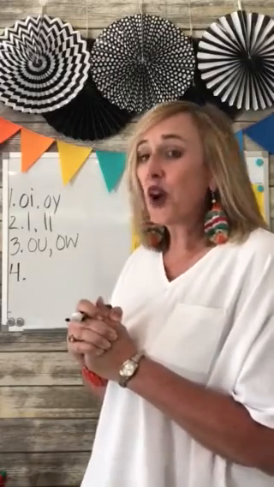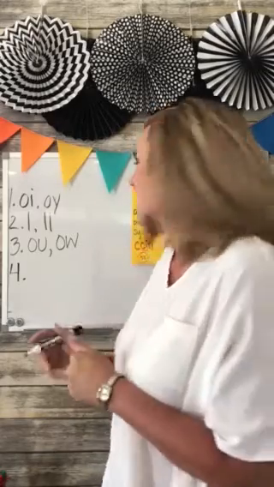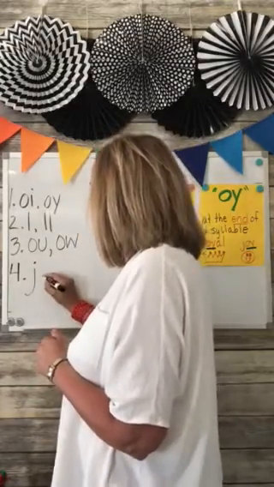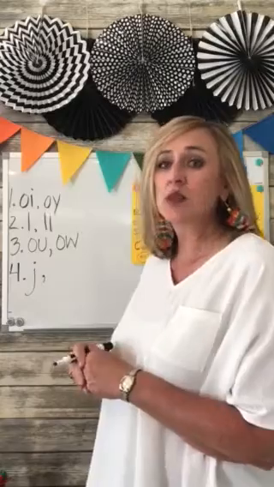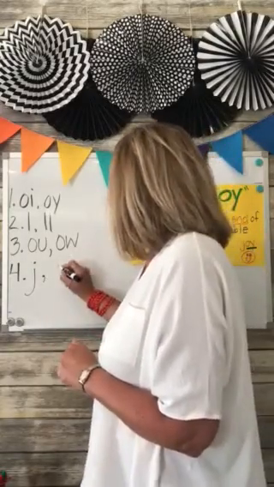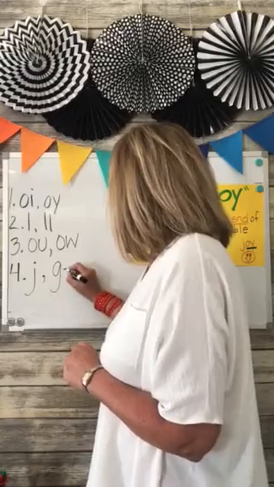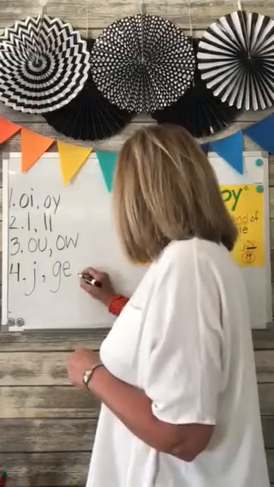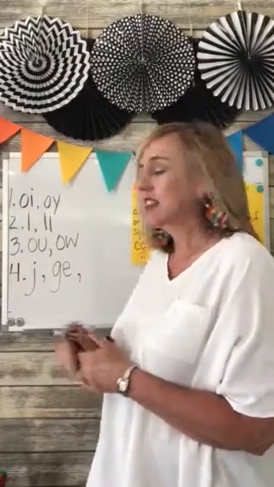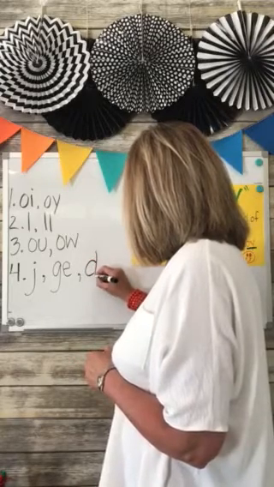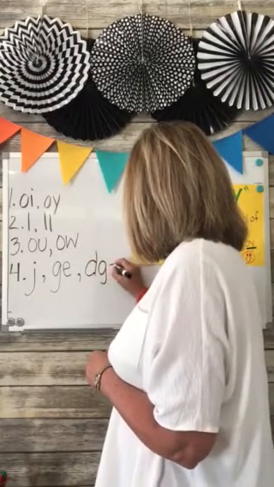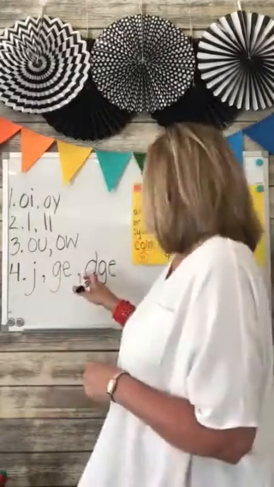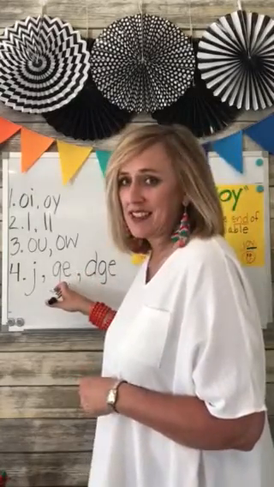All right, ready? The first way we learn to make the J sound is with the letter J. J says J. Another way we learn to make the J sound is with the letter G-E. G followed by the letter E will make the J sound. And the final way we learn to make the J sound is with the letters D, G, E. So here's a little quiz. How do you know when to use DGE or GE? Do you remember?